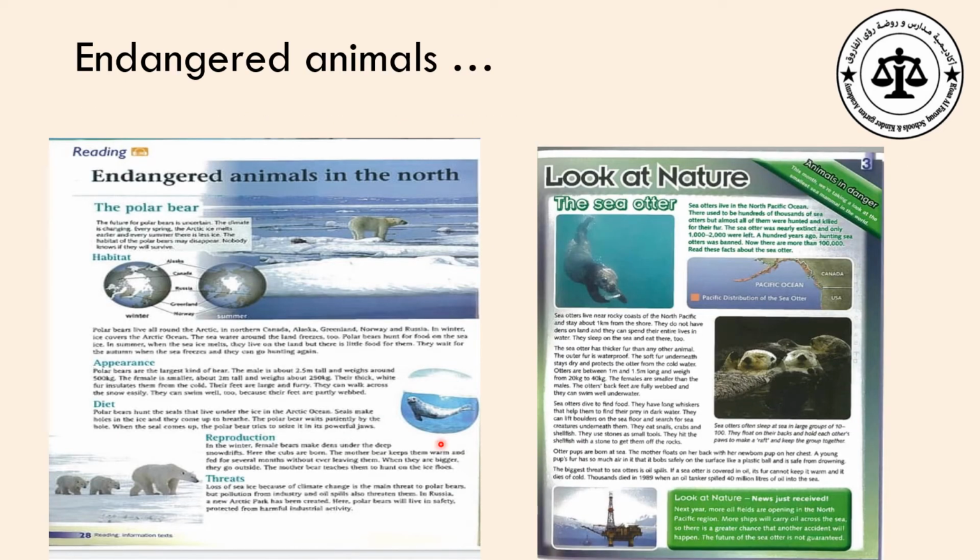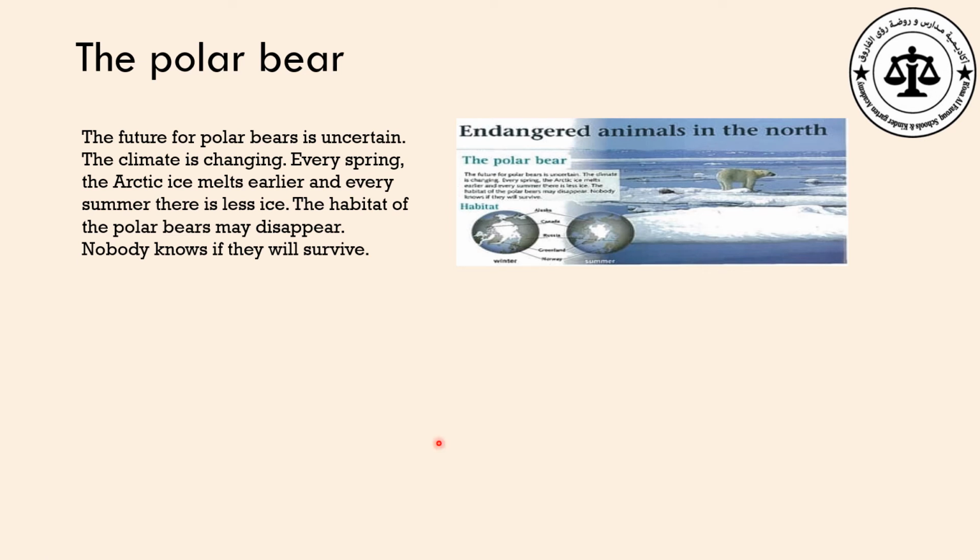So our lesson is divided into lots of sections as we see here. Endangered animals in the north. We are going to talk about the first endangered animal, the polar bear, and the second endangered animal, the sea otter. Let's start with the first section of this lesson, the polar bear.